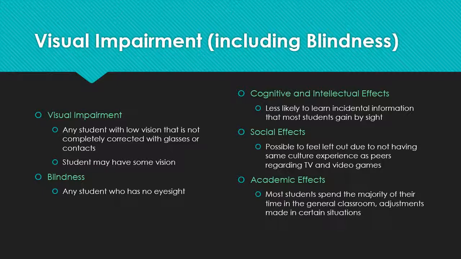So one of the ways that this affects cognitive and intellectual and also academic situations is that a student does not necessarily learn the incidental information that you just pick up, like your visual cues in the classroom, even being able to understand body language. And then the social effect, feeling left out with your peers, maybe not having the same cultural touchstones through television and video games.